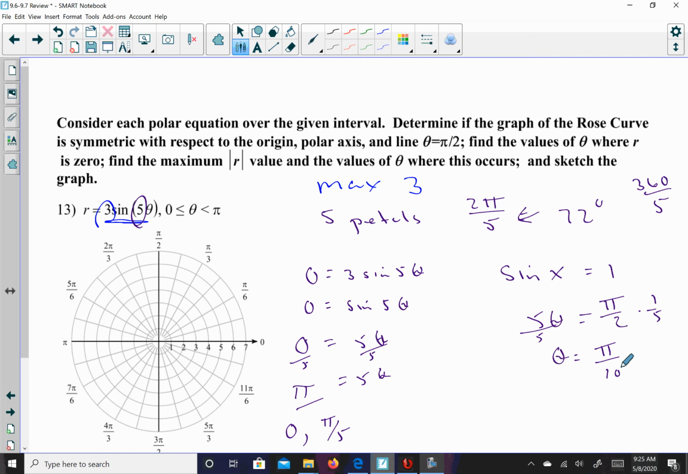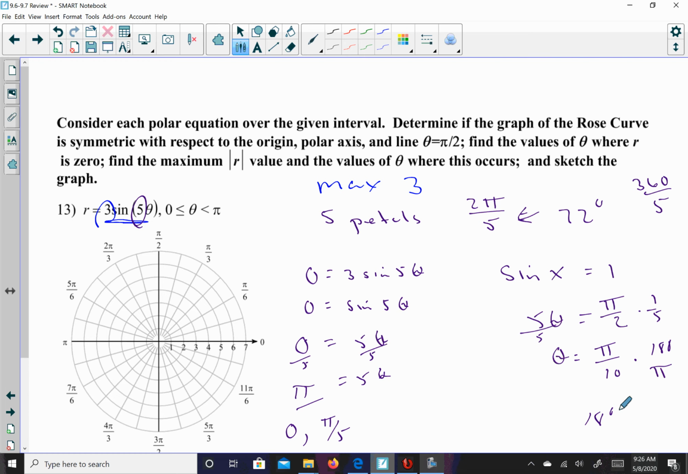So that's going to be where my max is. So here, when I'm trying to figure out pi over 10, if you're not good with the fractions, you're going to change that to degrees. So go ahead, let's just change that to degrees. Maybe that'll help you out. So if I do that, I'm going to get 18 degrees.